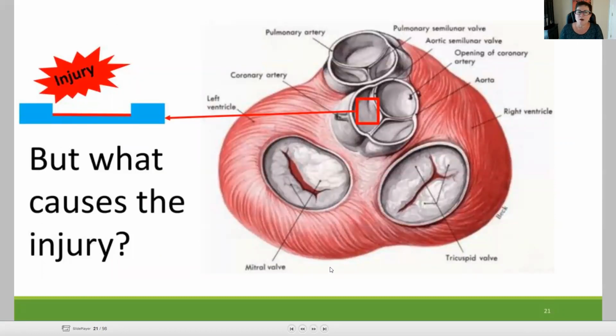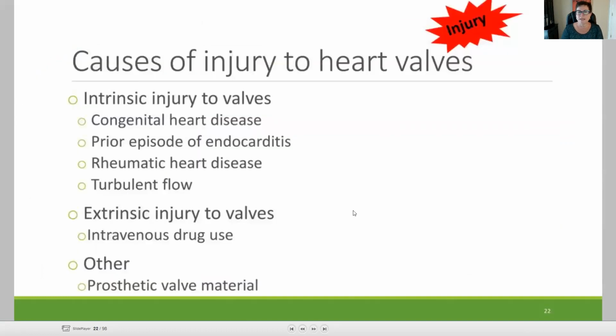So the question is, what causes injury? Injury can happen for a multitude of reasons. The one very obvious would be a prosthetic valve replacement or implantation.